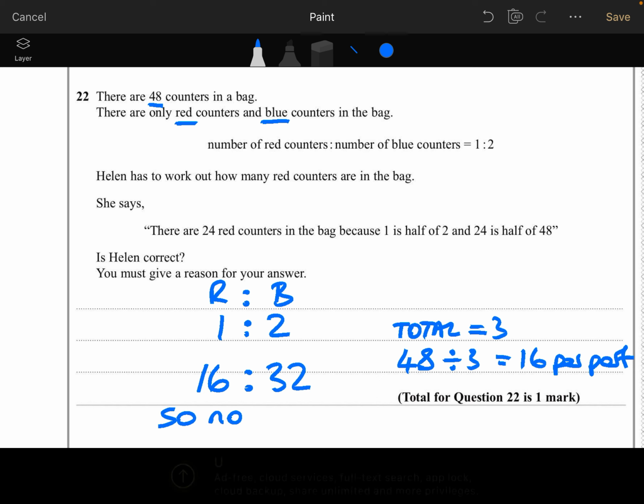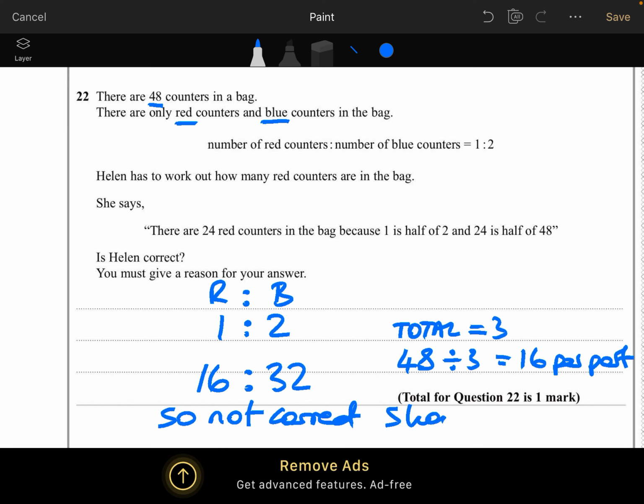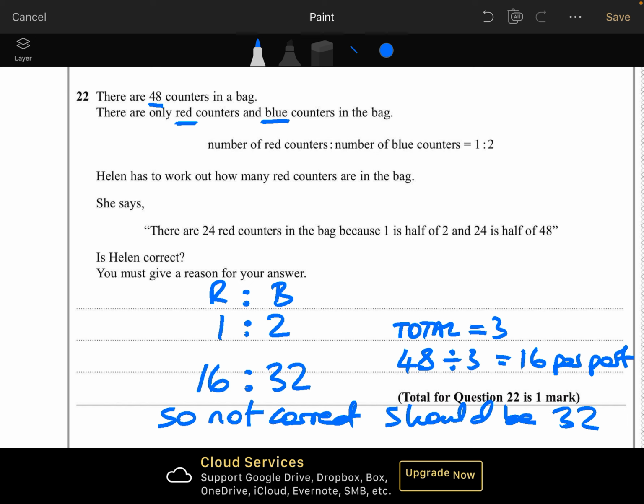So not correct, it should be 32. Okay, so she's divided by 2 instead of dividing by 3. Okay, so her reasoning is not correct.